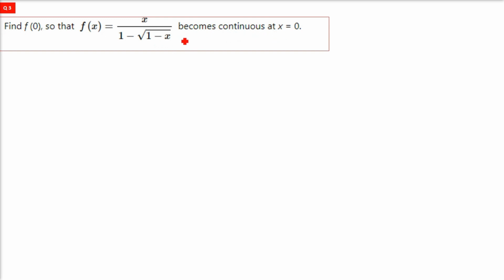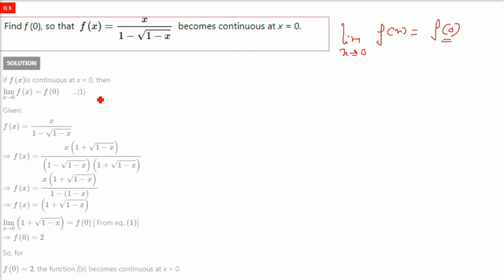Now, if this is continuous, what does it mean? It means we have to check it at 0. So limit x tends to 0 of this function f(x) has to be equal to f(0), the value of the function at a, which is 0 here. So f(0) is equal to the limit of the function at 0.